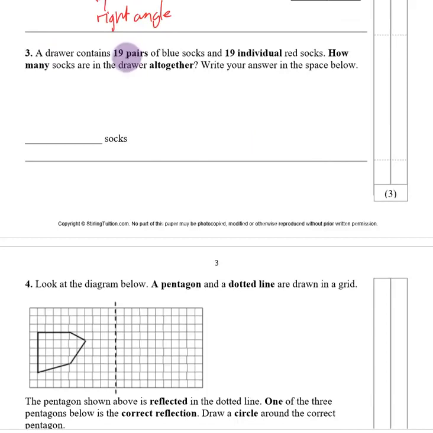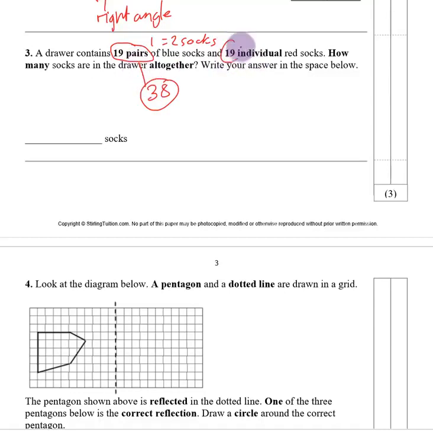Number 3, a drawer contains 19 pairs of blue socks and 19 individual red socks. How many socks are in the drawer altogether? So 19 pairs, so in one pair you get 2 socks. That's important to remember. So we need to double this up first because in one pair there's 2 socks. In 19 pairs we'll need to do 2 times 19, which is 38 socks.